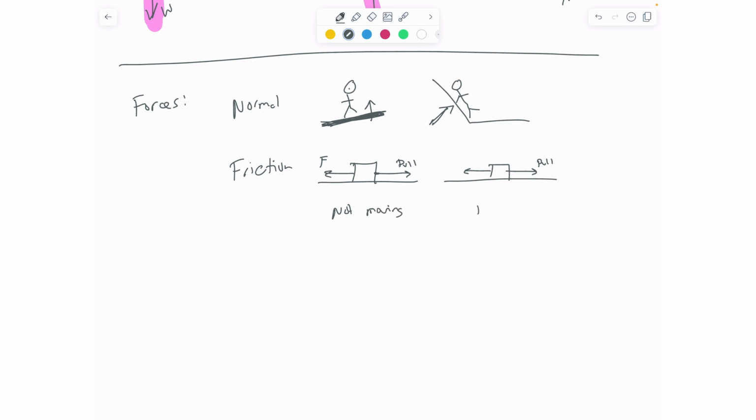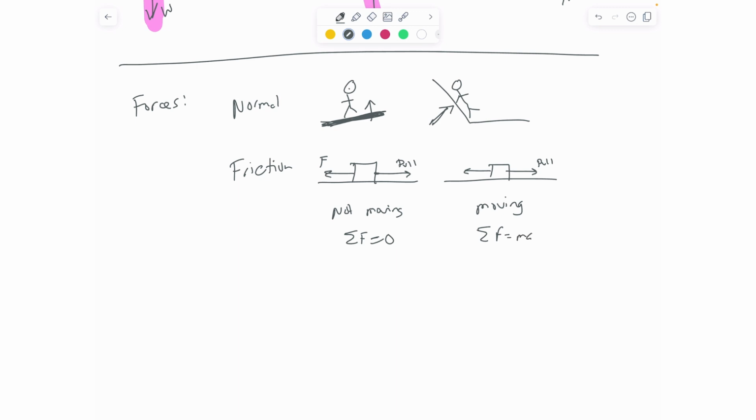And in this case here, it is moving. So if it's not moving, what does that mean? That means the sum of the forces is 0. There's no acceleration, okay? And then here in the moving case, the sum of the forces equals ma, meaning it is moving, okay?